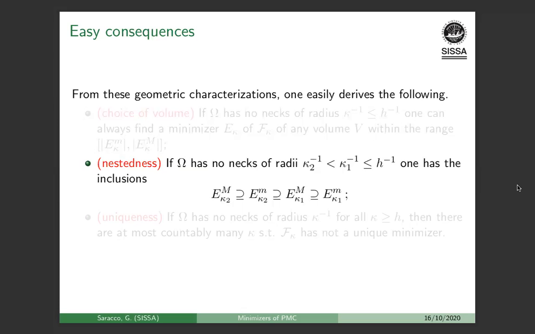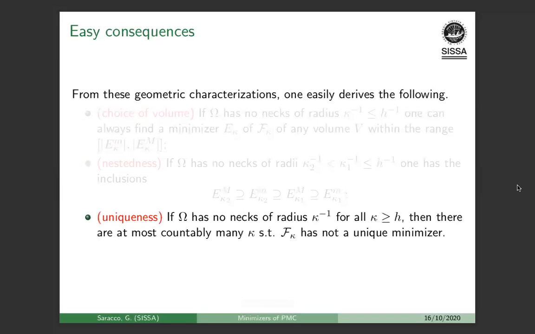And then we also have some sort of uniqueness result. Suppose that your set is non-X of all radii, okay? Then you have at most countably many curvatures K for which your prescribed curvature functional does not have a unique minimizer. And what we do is basically apply these properties to the isoperimetric problem.